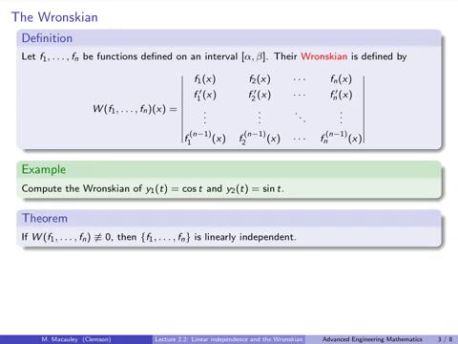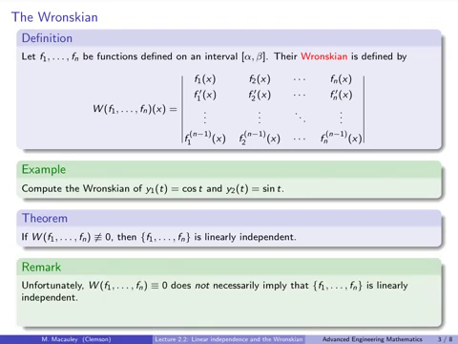Now, here's the main theorem. It's very simple. If the Wronskian of n functions is not identically the zero function, then this set of functions is linearly independent. So in this example above, the Wronskian of cosine and sine was 1. That's not the zero function. So therefore, these functions are indeed linearly independent.